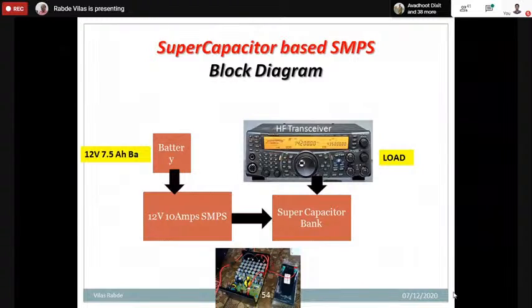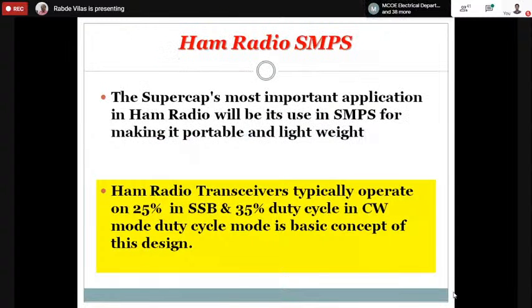Another application we did recently last year was for military operation. When we have a military outpost, they have to carry their high frequency radio for keeping contact with the headquarters. Carrying a heavy battery means you need one person to carry the batteries, one to carry the equipment and another to communicate. Instead, one man can manage the whole thing. What we have developed is a supercapacitor based switchboard power supply. The supercapacitor's most important application in radio will be to use SMPS, making it portable and lightweight.